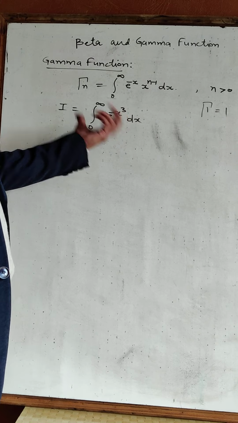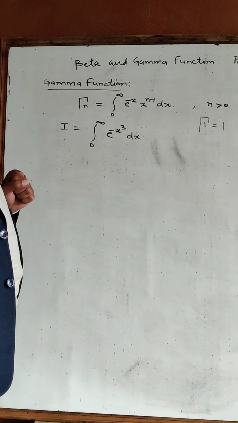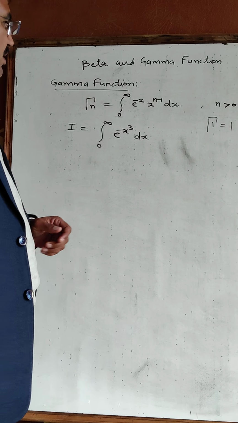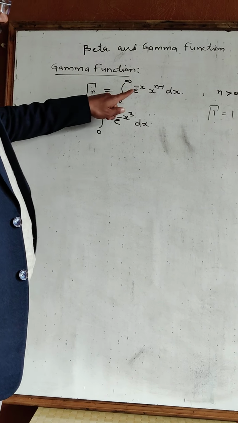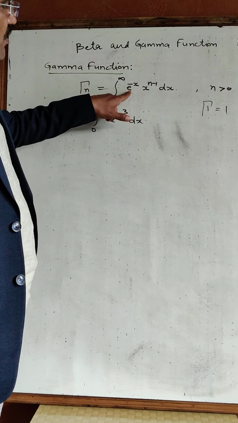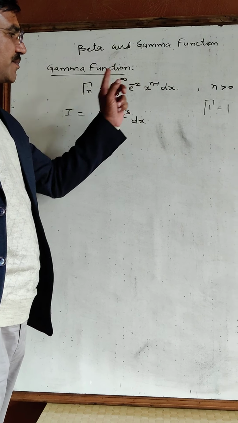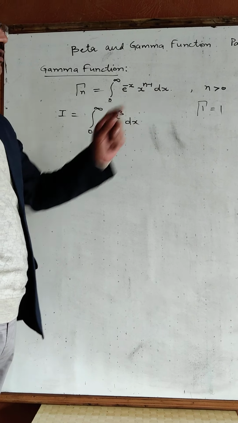Suppose we have to solve this integral, then we can use the gamma function. How we can use it? Compare the two. In case of gamma function, we know that the power of the exponential function must be the variable with which we are integrating, and there must not be any multiple of it, or its power must be 1. But here the power is 3 of the variable, so we will substitute.